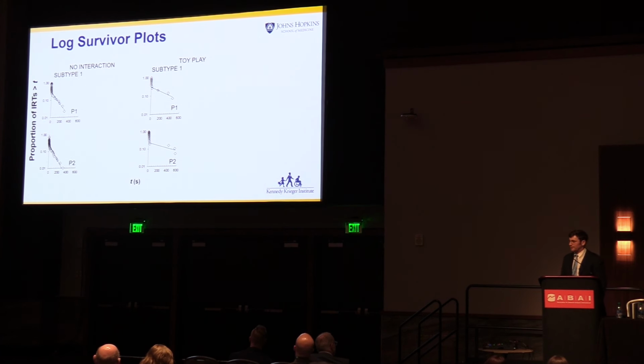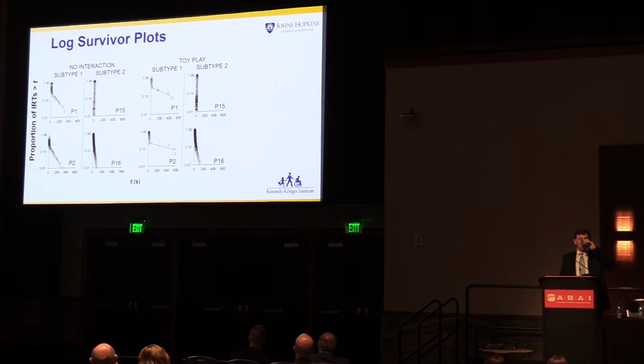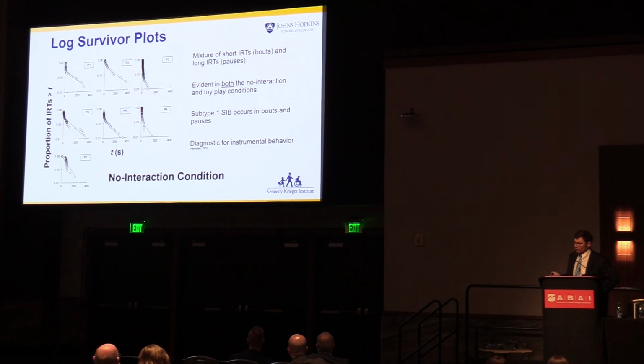So that's subtype 1. Okay, what about subtype 2? You don't see evidence of a broken stick. That's very interesting, and I'm going to come back to this. But we see some differences in the shape of the log survivor plots for treatment-resistant and non-treatment-resistant SIB. But just to tell you, I'm not just cherry-picking some cases, I'll show you all the subtype 1 cases from the no interaction condition.